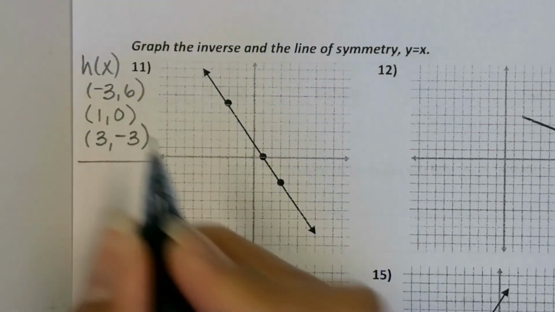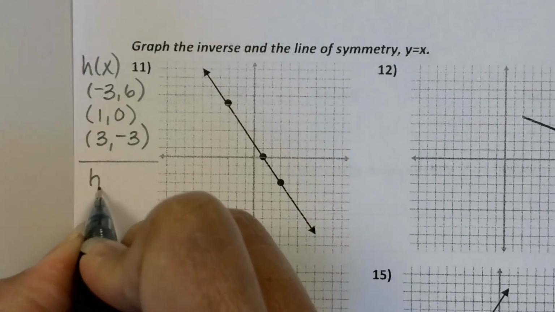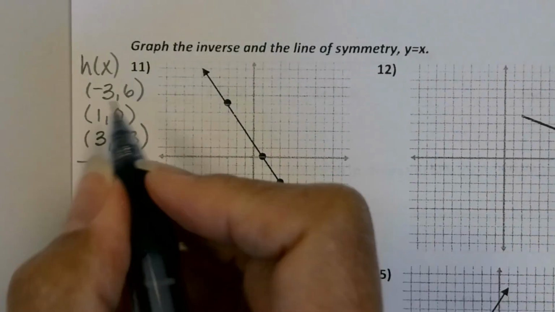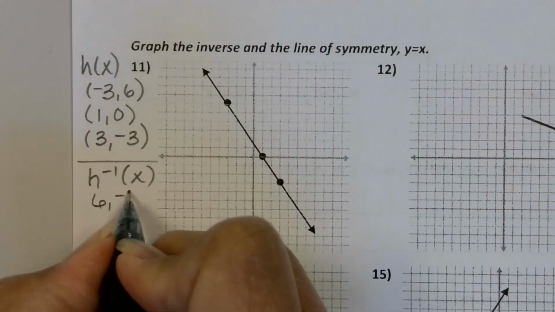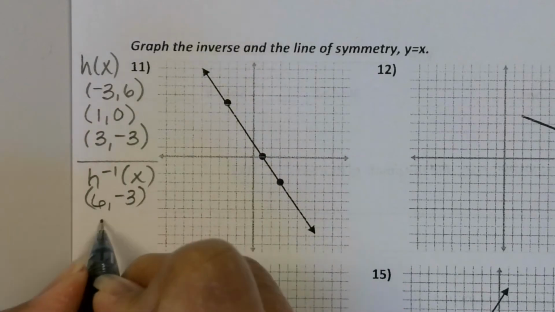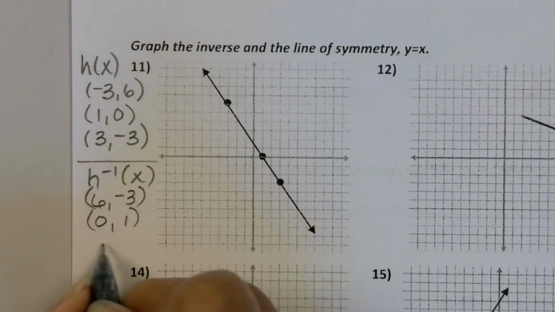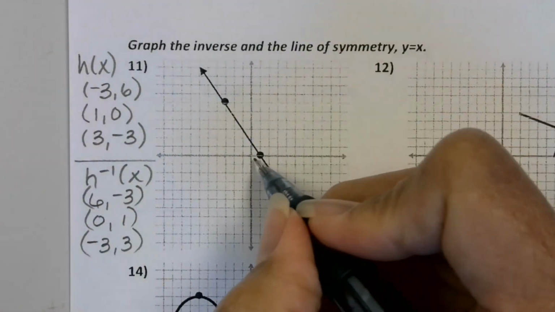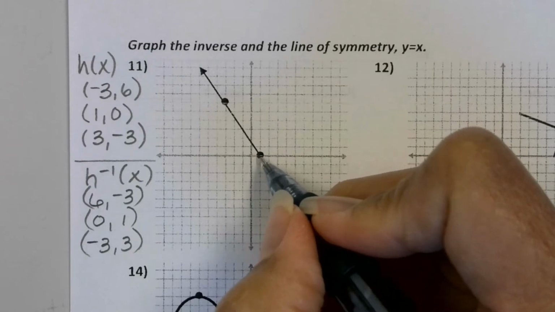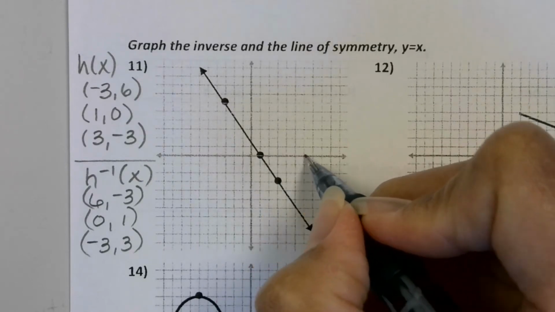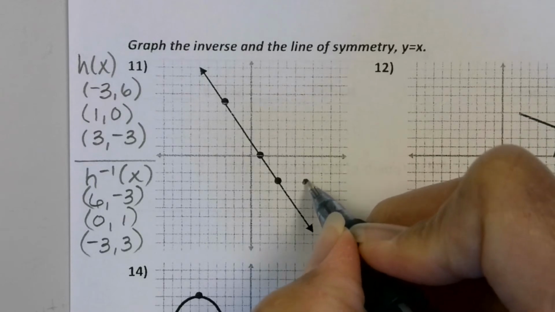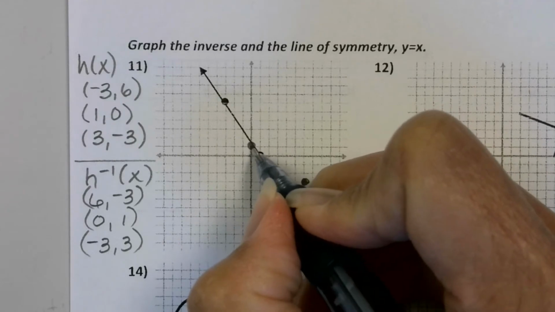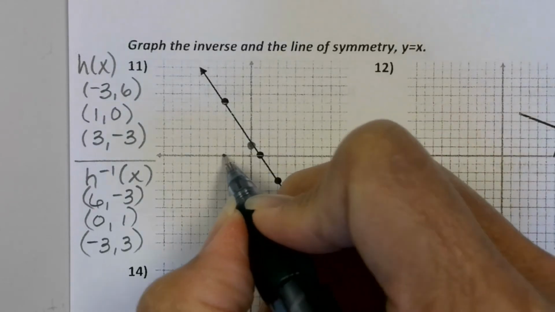So in order to graph the inverse, we would have to do h inverse x. We would interchange the values once again, just like we did on the front side of this worksheet: 6, -3, 0, 1, -3, and 3. So let's go graph those points. 1, 2, 3, 4, 5, 6, down 3, 0, up 1, -3, up 3.